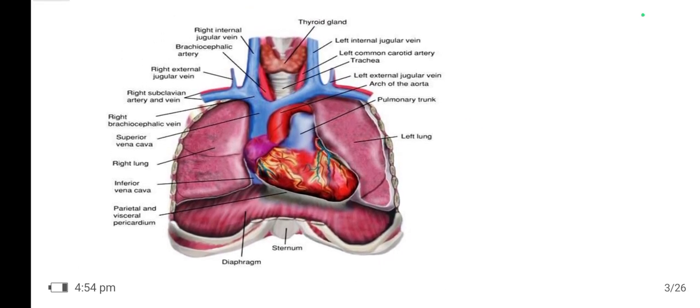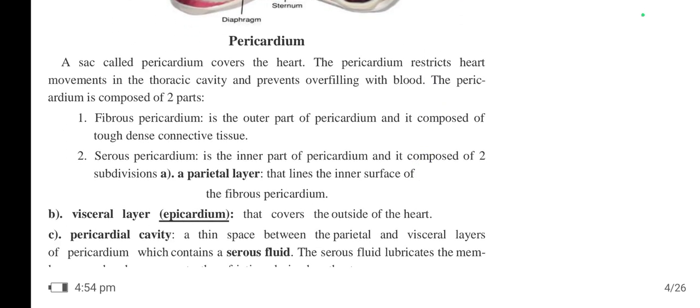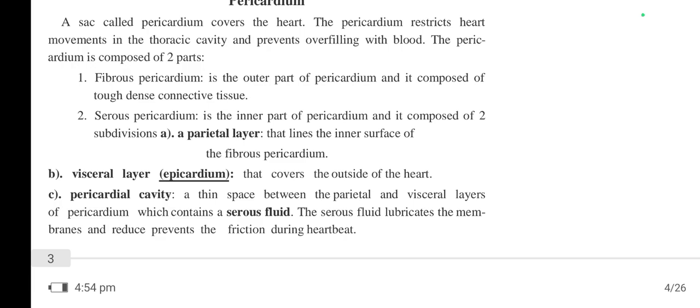This is the exact location of the thoracic organ. Pericardium: a sac called the pericardium covers the heart. The pericardium restricts the heart movements in the thoracic cavity and prevents overfilling with blood.